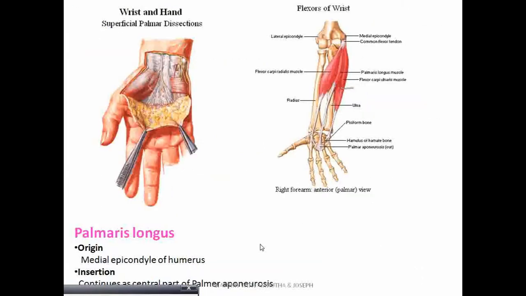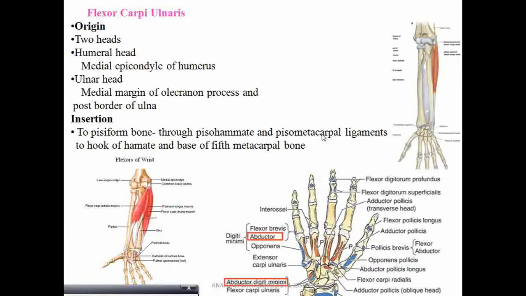Palmaris longus is a small muscle. It can be absent as well in some cases. It originates from the medial epicondyle of the humerus. Insertion: it continues as the palmar aponeurosis. Palmar aponeurosis is a deep fascia modification in the hand on the palmar aspect, or the anterior aspect. Nerve supply, median nerve. Action, weak flexor of the wrist because it crosses the wrist anteriorly.